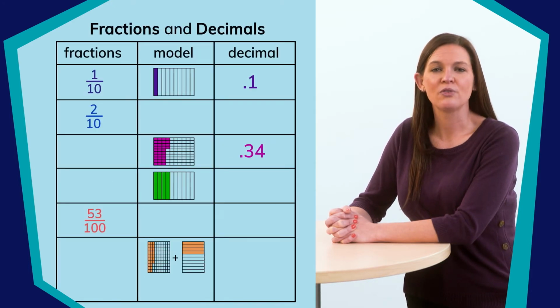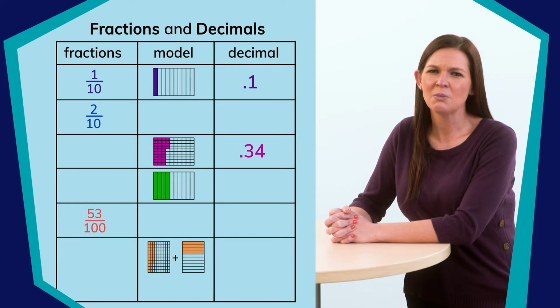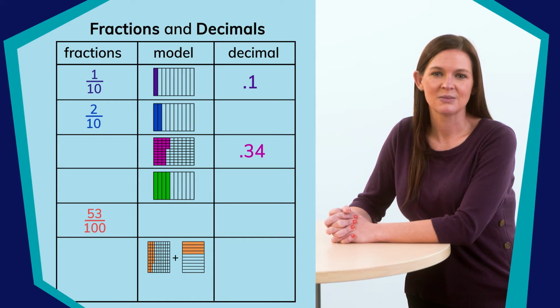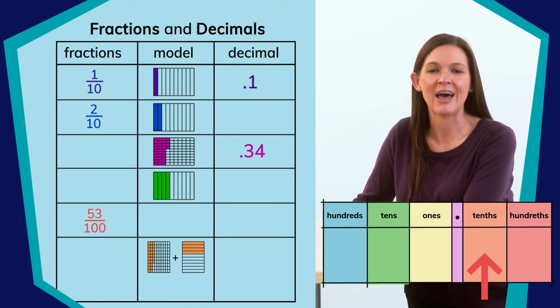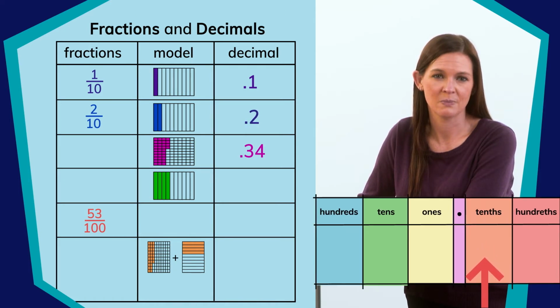In the next row, the fraction is there, so I know it is 2/10. What does the model look like for this one? It should look like this. What about the decimal? I know that in the place value chart, tenths are the first place to the right of the decimal, so I know that because I have 2/10, I need to place the 2 in that place value, just like this.